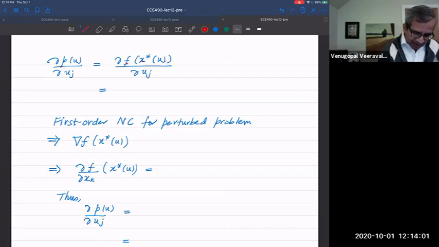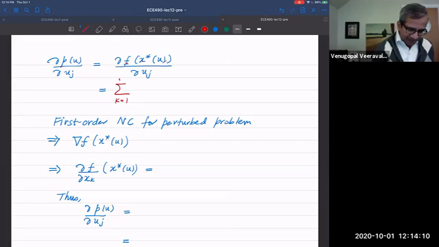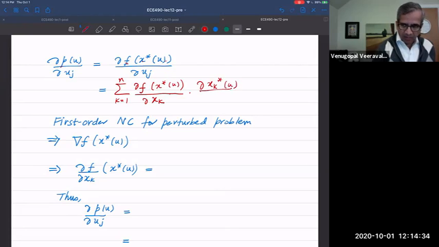To get that, I'll write this as a summation, because I'm doing it with respect to each component of x. So f is a function of x. I'll take the partial of f star with respect to the kth component, and then multiply it by the partial of the kth component with respect to u.